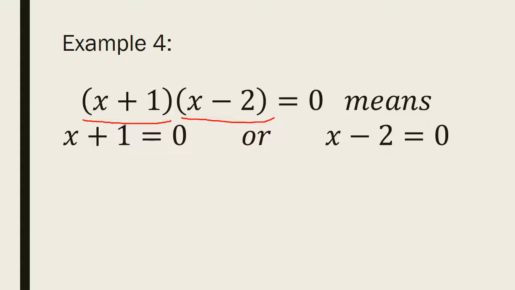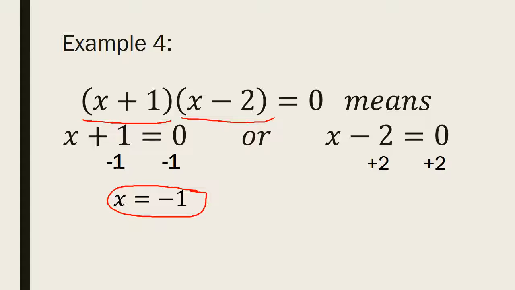So let's start with the first part, x plus 1 equals 0. We take away 1 from both sides and we end up with x equals negative 1. So that's the first solution. And then we start working with the second part, x minus 2 equals 0. That means we're adding 2 to both sides of the equation, and we end up with x equals 2. So the solutions, the zeros, the x-intercepts, or the roots are x equals negative 1 or x equals 2.